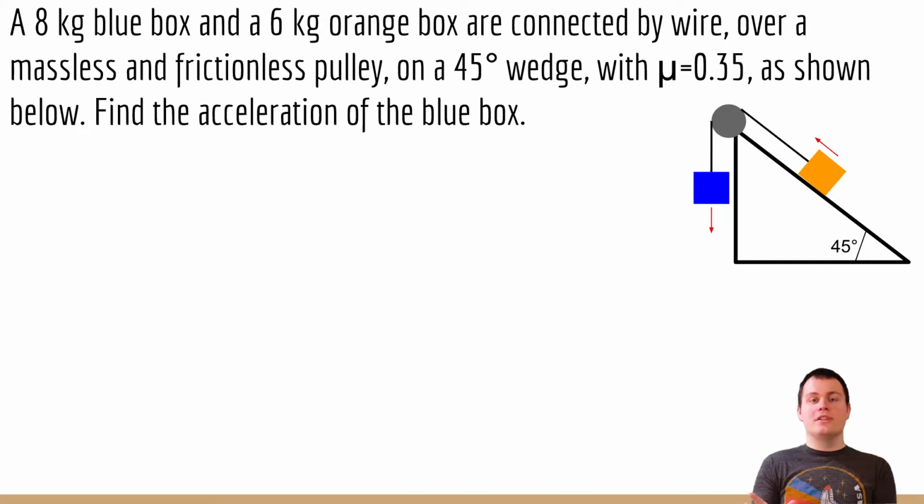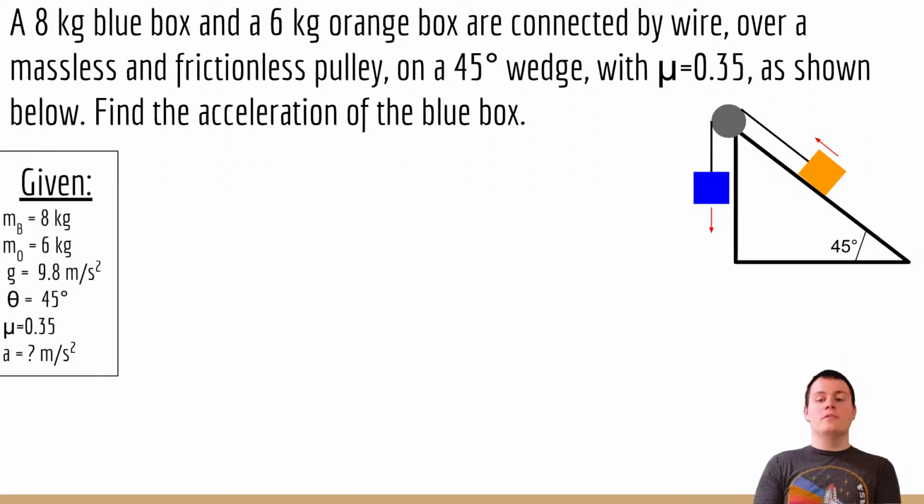First thing I like to do when I solve this is write out all of the given variables. In this case, we know the mass of both of the blocks, we know the acceleration due to gravity, and we know the angle of the wedge, as well as the coefficient of friction between the block and the wedge. What we want to find is the acceleration.